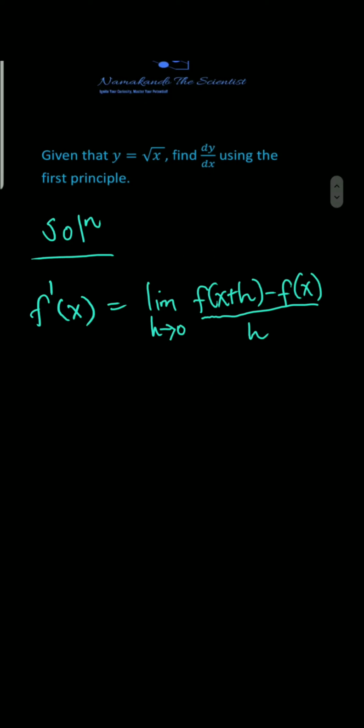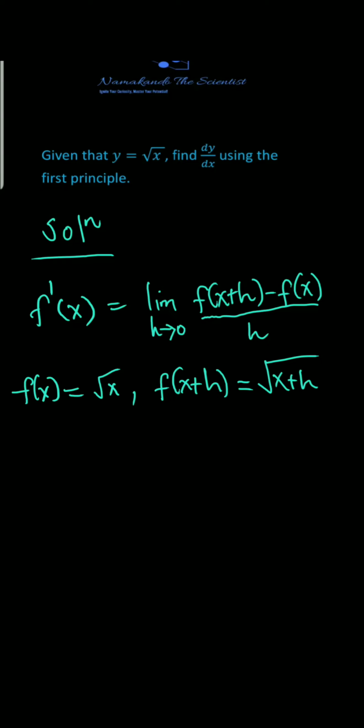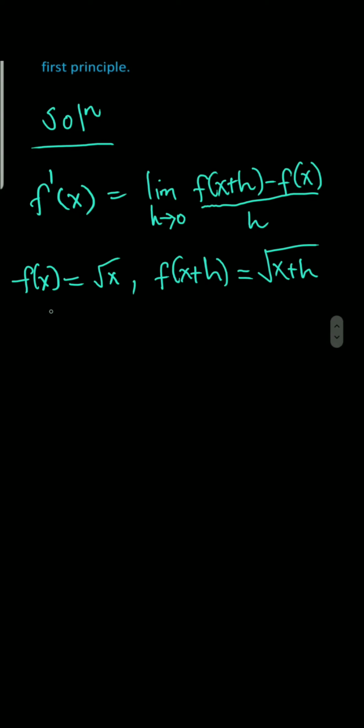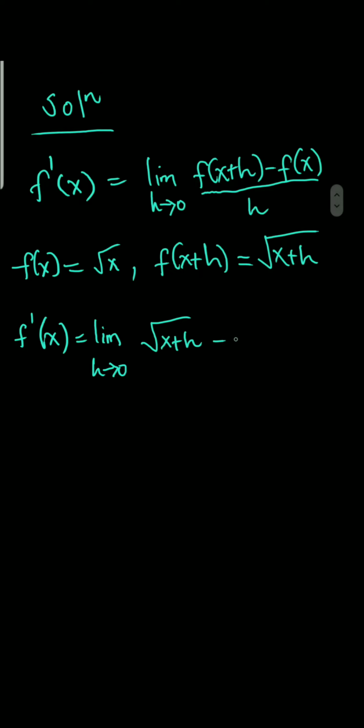Okay, now we have that our f of x is equal to the root of x, which will therefore mean that to find f of x plus h, we'll substitute wherever there is x with x plus h, so it will be the square root of x plus h. Now we substitute this in our equation. So we say f prime of x is equal to the limit as h approaches 0 of the root of x plus h minus square root of x over h.